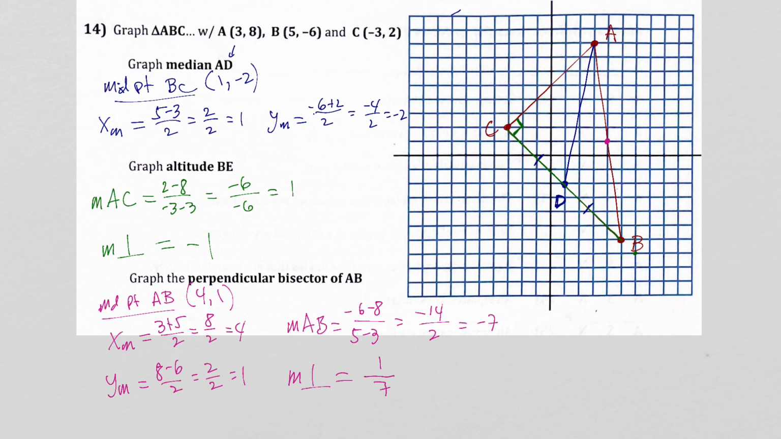So starting from this point right here, I can't rise 1 and go 7 because I'll go off the graph. So I'm going to do the opposite for both. I'll go down 1 and go to the left 7. 1, 2, 3, 4, 5, 6, 7, which is right there. Okay, and then I'm going to draw a line through those 2 points.